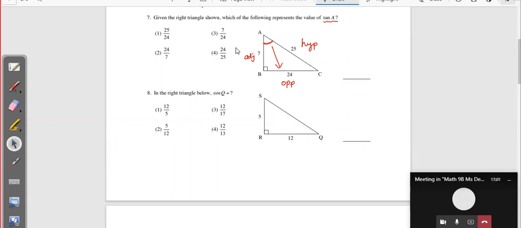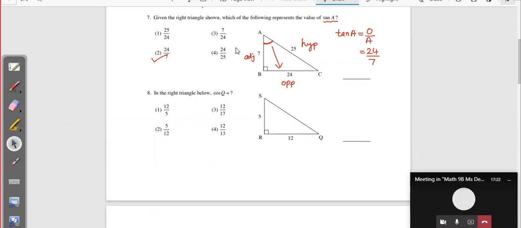Let us write the formula. Tan A formula is opposite divided by adjacent. So opposite side of tan A is 24 and adjacent side for tan A is 7. So our option 2, this option is correct. 24 divided by 7.